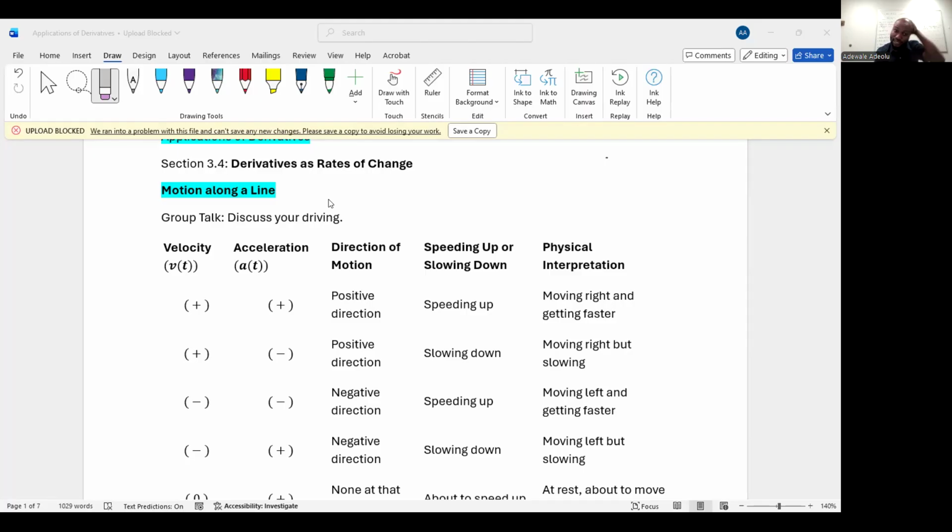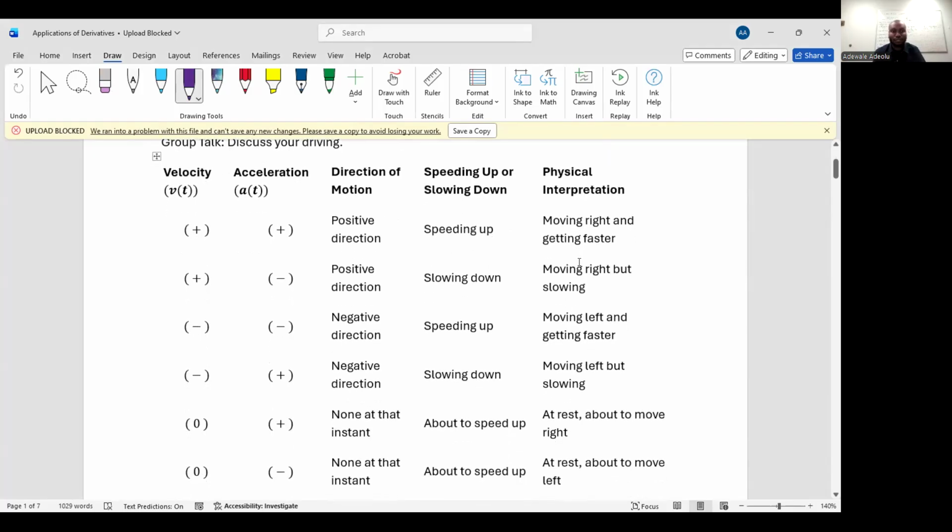So today I'm going to be studying applications of derivatives, and first of all, I'm going to be looking at derivatives as rate of change. So let us briefly look at motion along a line.